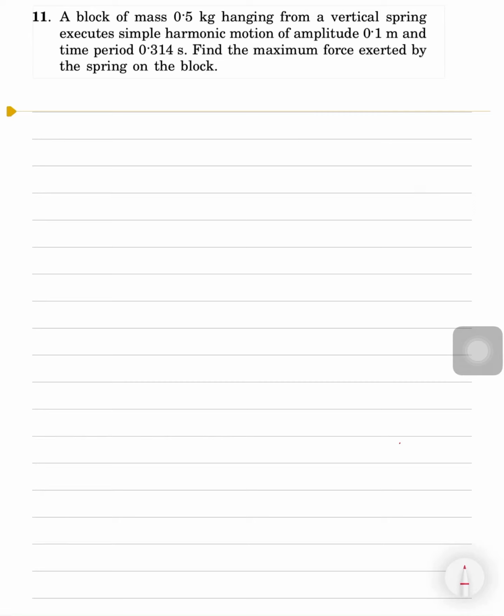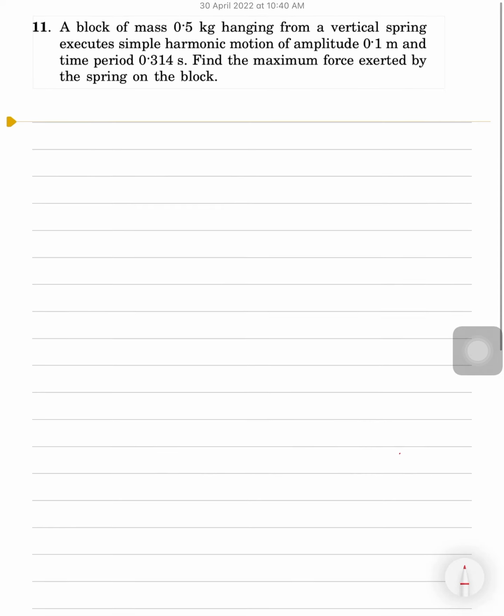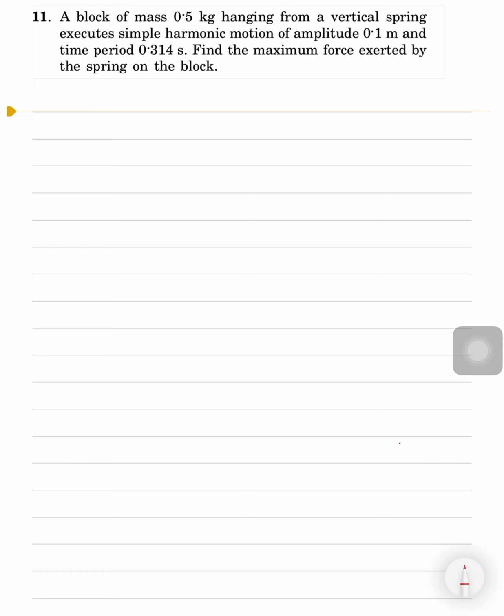The question given here is: a block of mass 0.5 kg hanging from a vertical spring executes simple harmonic motion of amplitude 0.1 meters and time period is given as 0.314 seconds. Find the maximum force exerted by the spring on the block.